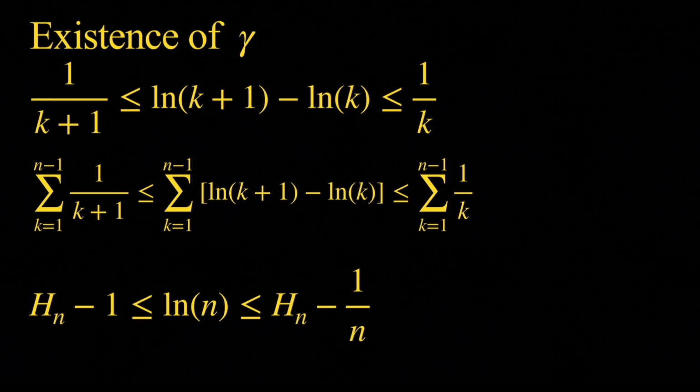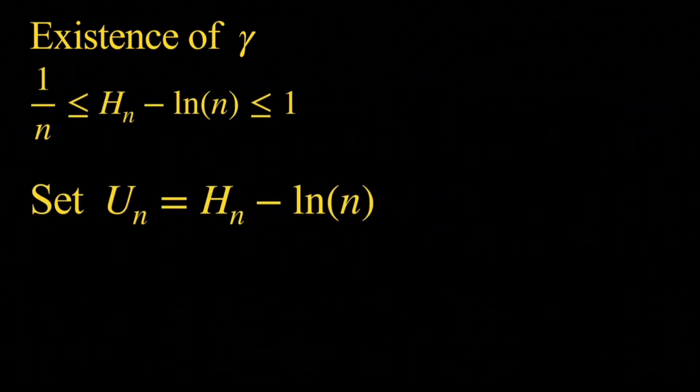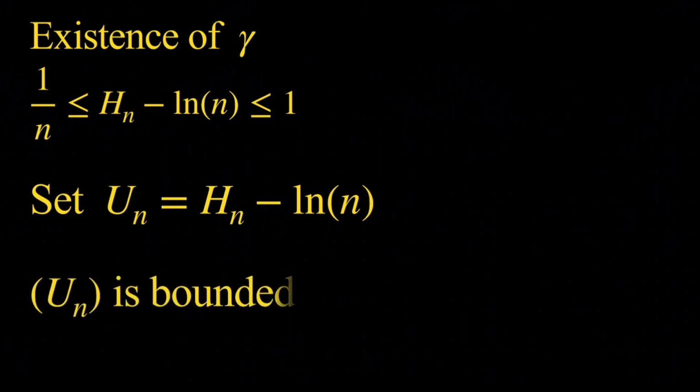Now we want to bring the quantity H_n minus natural log of n into the middle of our compound inequality. And that's going to bring us to this: 1 over n is less than or equal to H_n minus natural log of n, which is less than or equal to 1. Because 1 over n is positive, we know that the sequence u_n, which is given by H_n minus natural log of n, is bounded. Okay, so we have a bounded sequence. What can we do with that? Well, all we have to do now is prove that our sequence is monotonic.